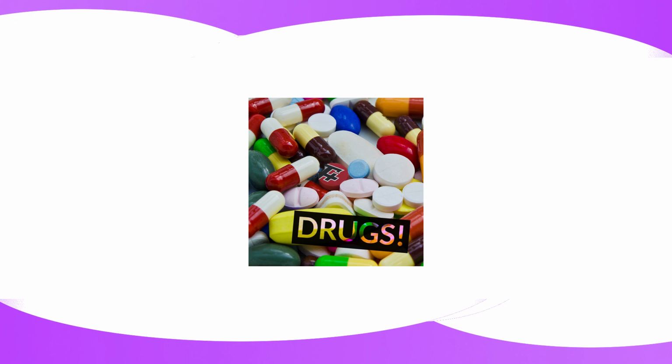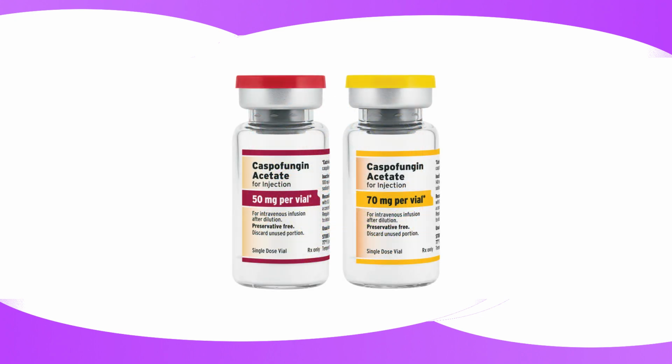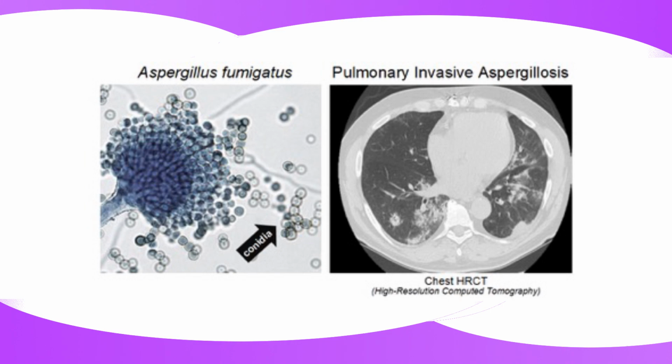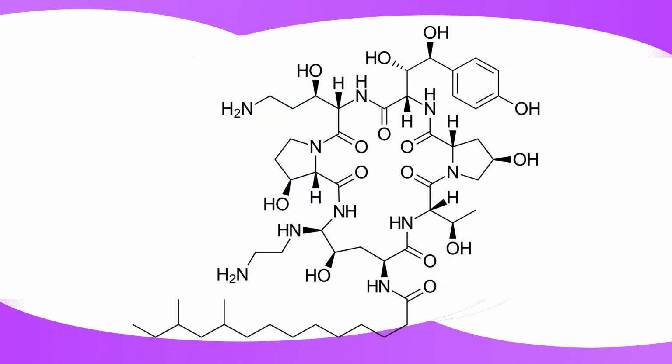Now, on to some drug examples. Probably the most prominent example is caspofungin, which is widely used in the hospital setting. It was approved by the FDA in 2001 primarily for invasive aspergillosis. Oh yeah, and this is what it looks like. Check out those primary and secondary amines.